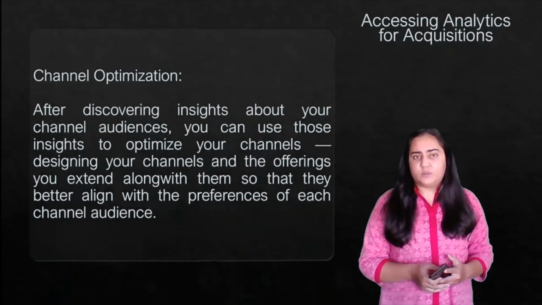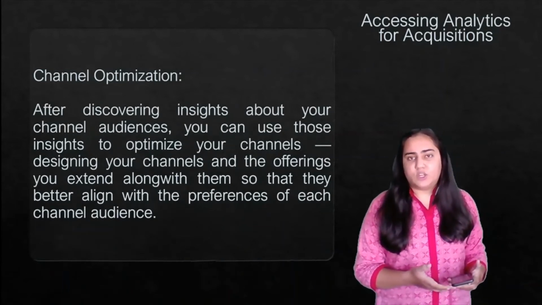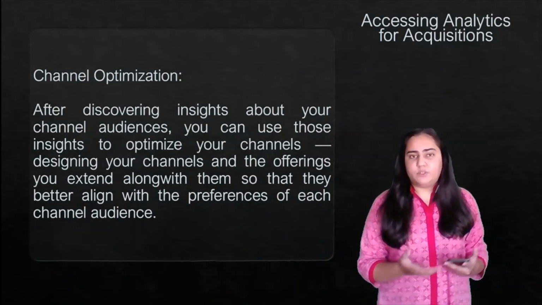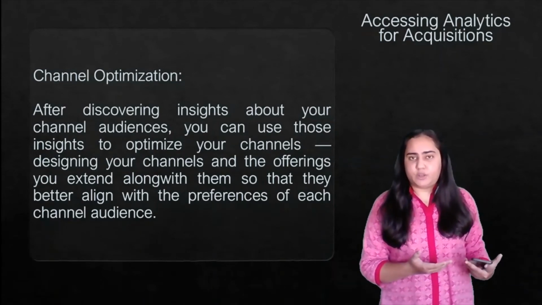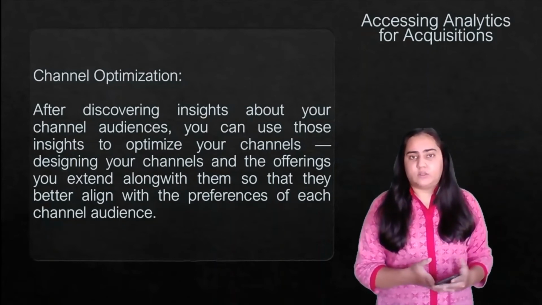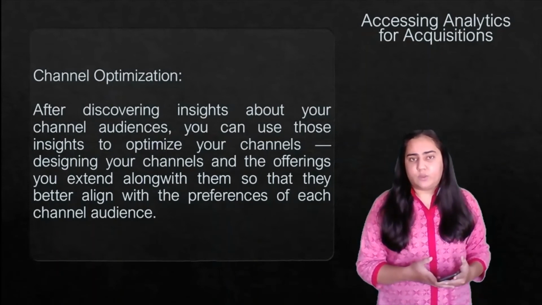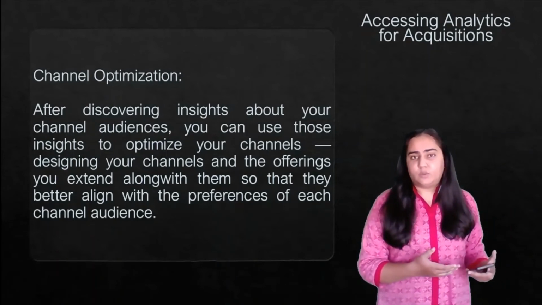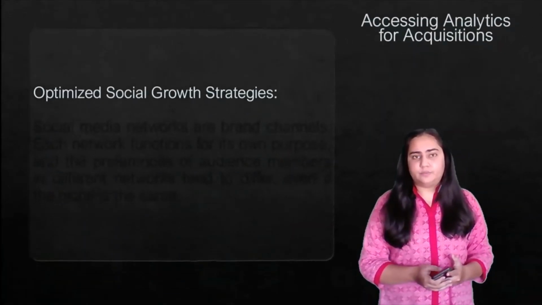Next is channel optimization. Once you have discovered insights about your channel audiences, you can use those insights to optimize your channel. So if you find out that there is something in your channel that people are more attracted to, maybe you could add more of that to your channel. So you could design your channels and the offerings that you extend along with them so that they can better align with the preferences of each audience channel.